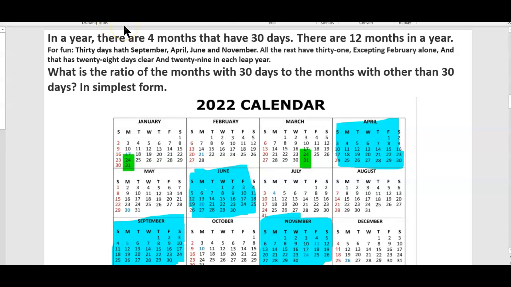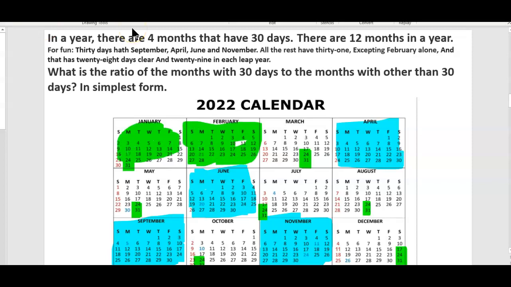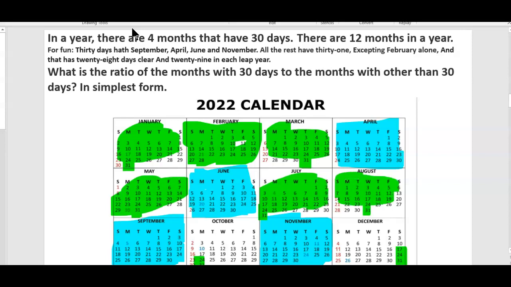31, 31, 31, 31, 31, 31, 31. Oops! 28. That doesn't have 31. But does it have something other than 30 days? Yeah, so we have to count that, right? There we go. So these are the months that have something other than 30 days. Matter of fact, pretty much all 31.